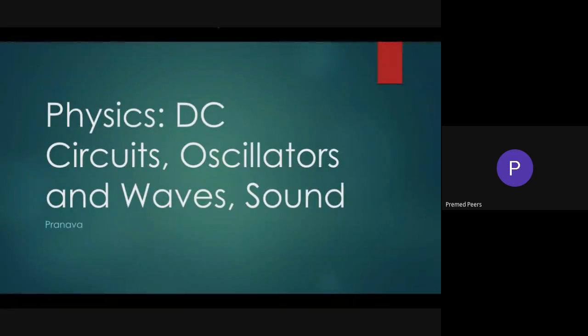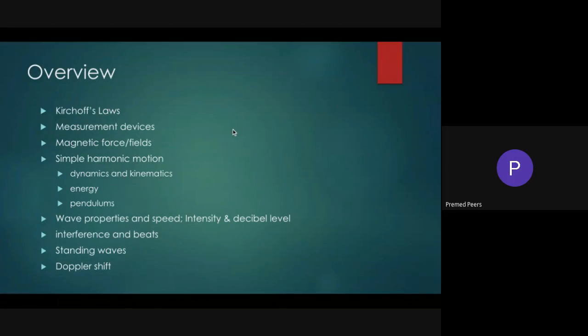So today we have kind of a lot of topics to cover. Physics honestly, you kind of need to know it on a less deep level, so I didn't include a lot of detail in it so it's not overwhelming. But the topics to cover today are DC circuits, oscillators and waves, and sound. And then these are the topics that we'll be covering. You guys can just use this as a reference to the list, and then the PowerPoint will follow this order.